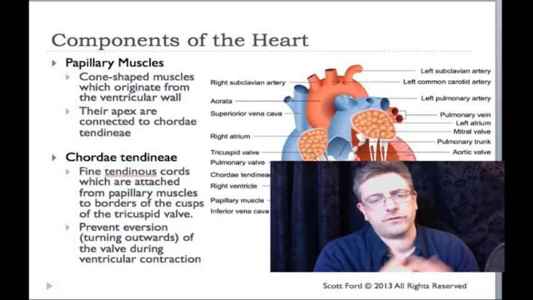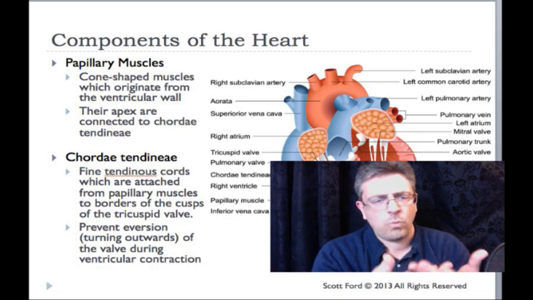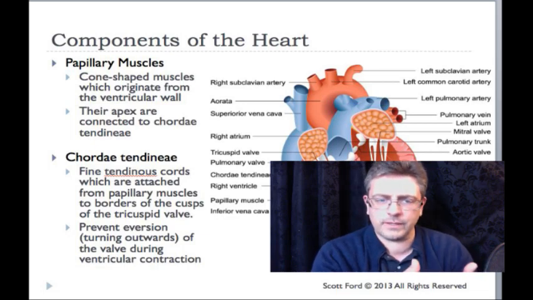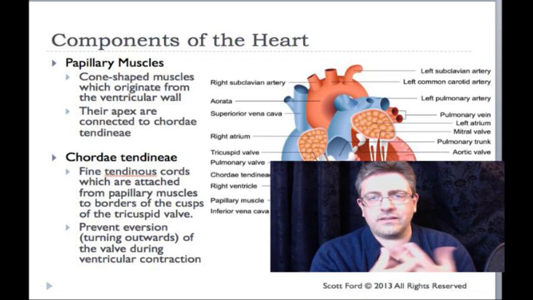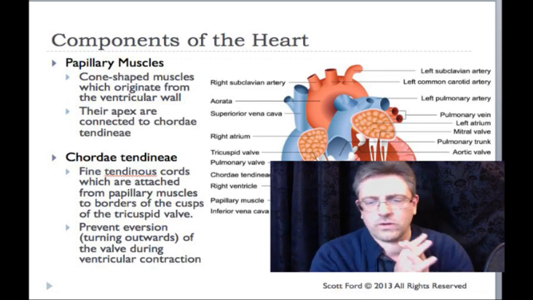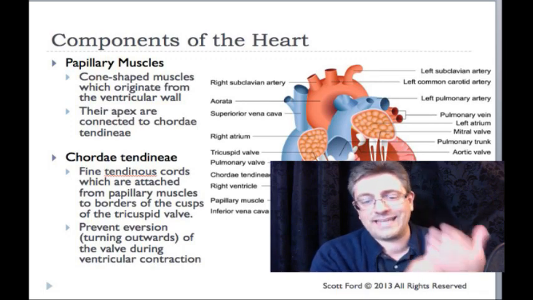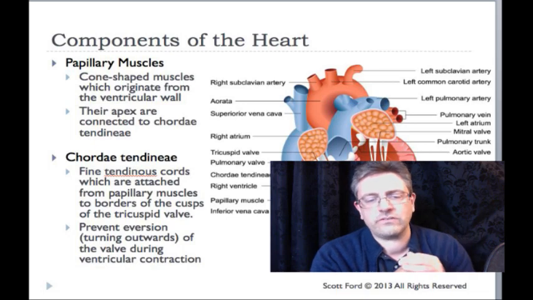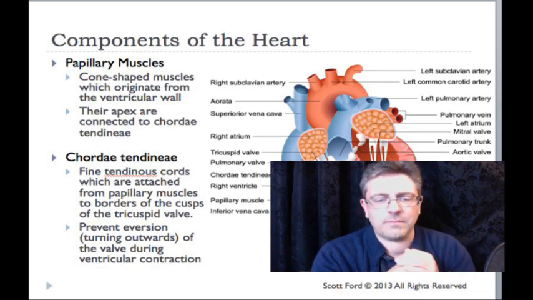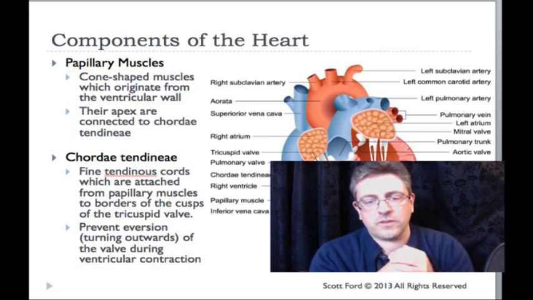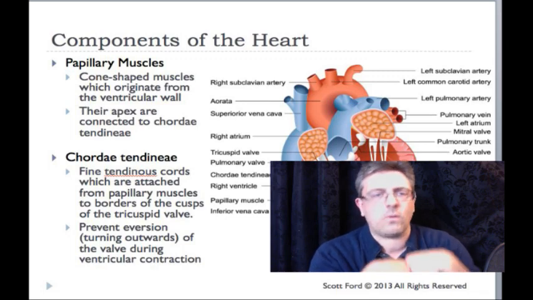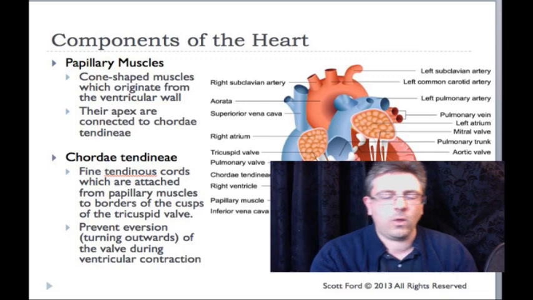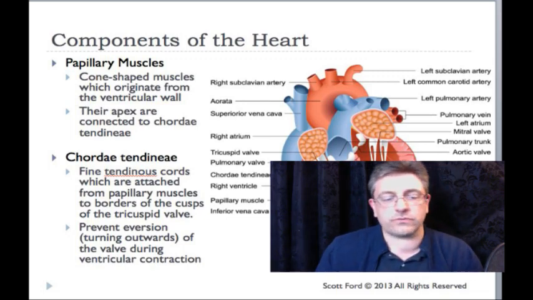Papillary muscles are cone-shaped muscles which originate from the ventricular wall. Their apex is connected to the chordae tendineae, so the top part is connected to the cord. The chordae tendineae are fine tendinous cords attached from the papillary muscles to the borders of the cusp of the tricuspid valve. They prevent eversion, i.e. blowing out, when the ventricles contract.